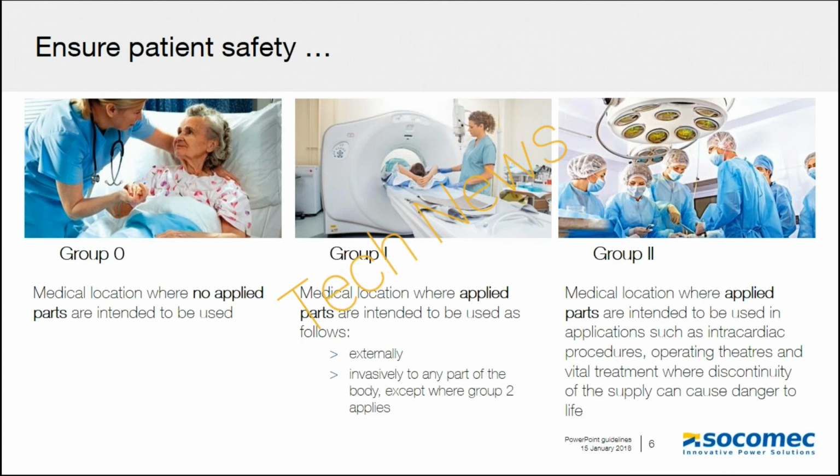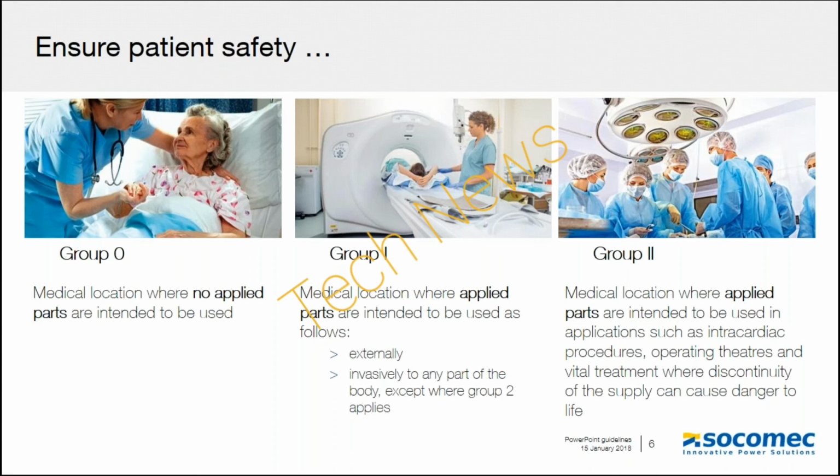The second important terminology in the IEC standard is what is called the group. The definition of group is related to the applied part. As we can see here, the highest level of the group is the medical location of group 2, where the applied parts are intended to be used in applications such as operating theaters and vital treatment, where discontinuity of the power supply can cause danger to life.